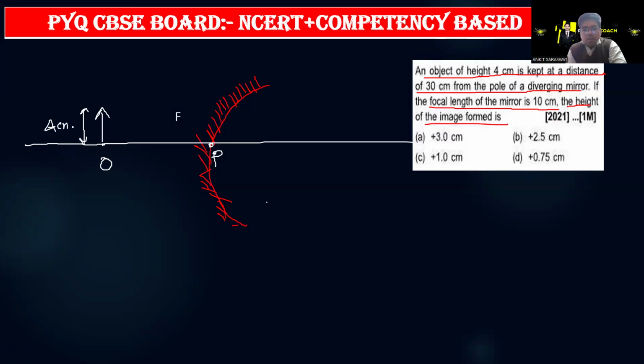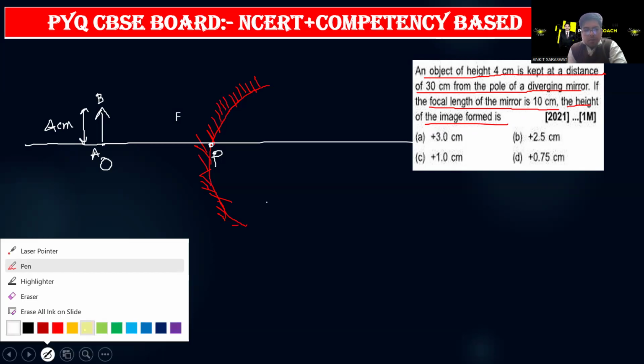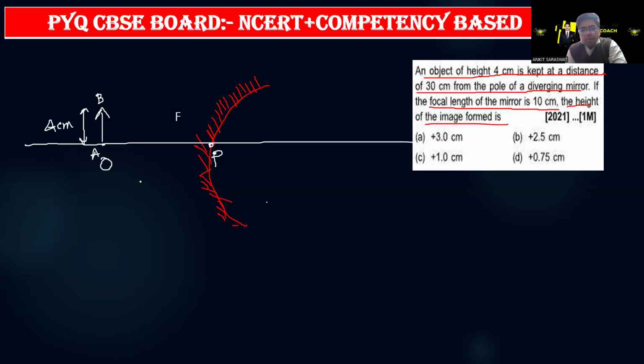So whatever information is given in the problem, just please note it down and if possible draw the diagram. Okay, it is kept at a distance of 30 centimeter like this. If the focal length of the mirror is 10 centimeter, focal length will be this side. This is the center of curvature. So here F, in case of a convex mirror, will be 10 centimeter.